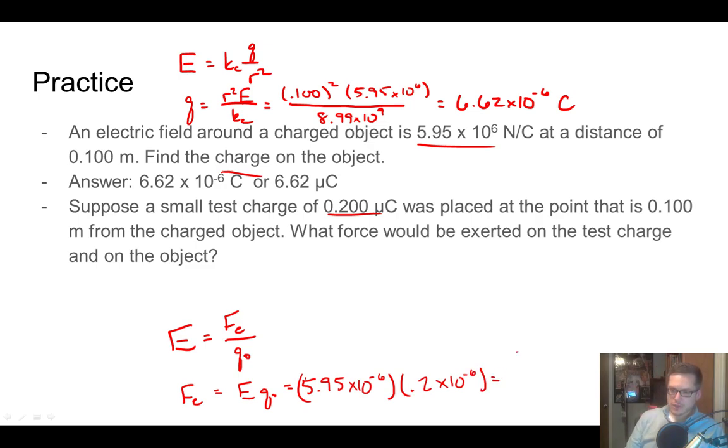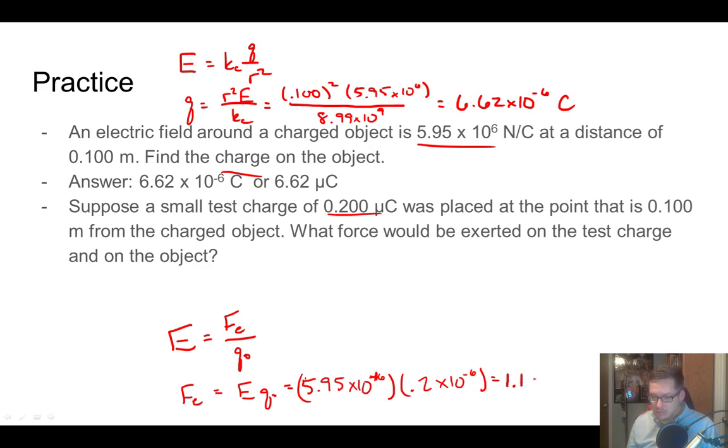So we get 5.95 e to the minus 6th times 0.2 e to the minus 6th. Oh, it's a positive 6. I'm sure you guys are yelling at your screen. This is a positive 6 there. All right, so let's try this again. 5.95 e to the 6th times 0.2 e to the minus 6th. There we go. And so we get 1.19 with 3 sig figs, so it's already there.